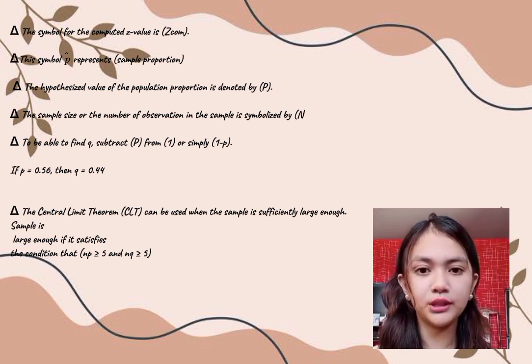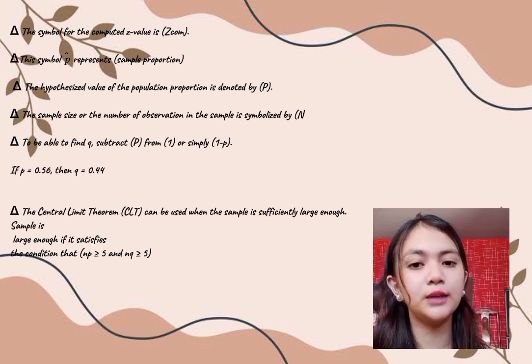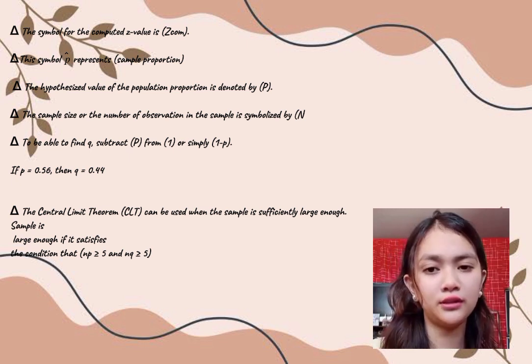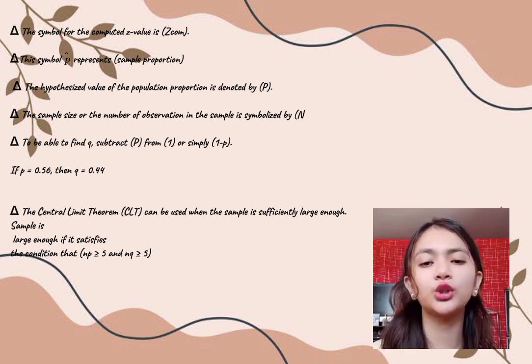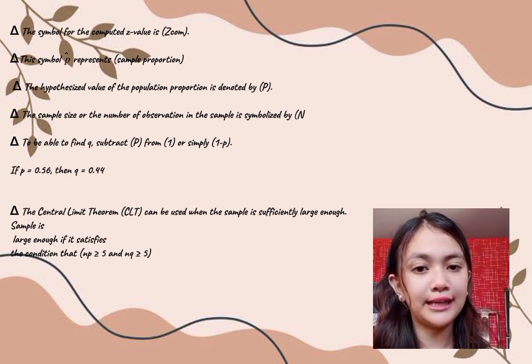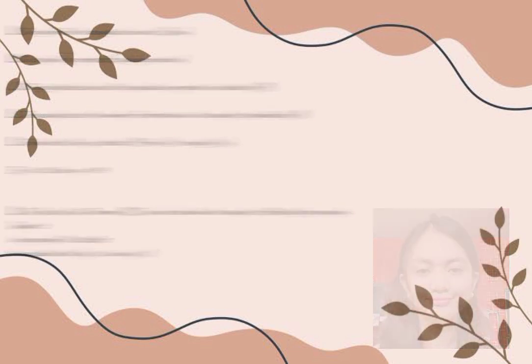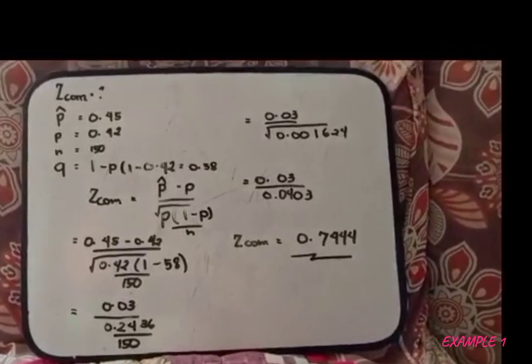The central limit theorem, or CLT, can be used when the sample is sufficiently large enough. Sample is large enough if it satisfies the condition that NP and NQ are greater than or equal to 5. And now let us have this example.